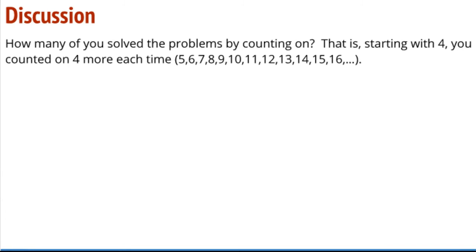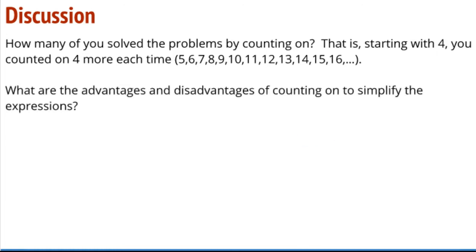So one approach that people could use would be counting on. So you start with 4 and you count 4 more each time. And this is not something that I modeled, but I'll show it to you. So you start with 4, and then you go 5, 6, 7, 8. There's a second 4. 9, 10, 11, 12. There's a third 4. 13, 14, 15, 16. There's a fourth 4, and so on.